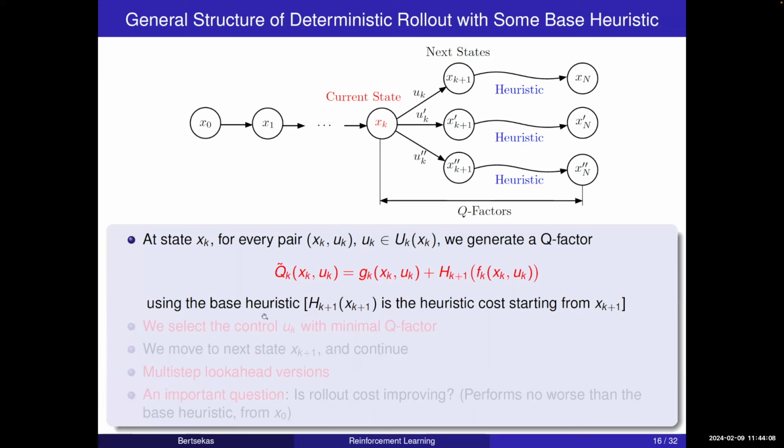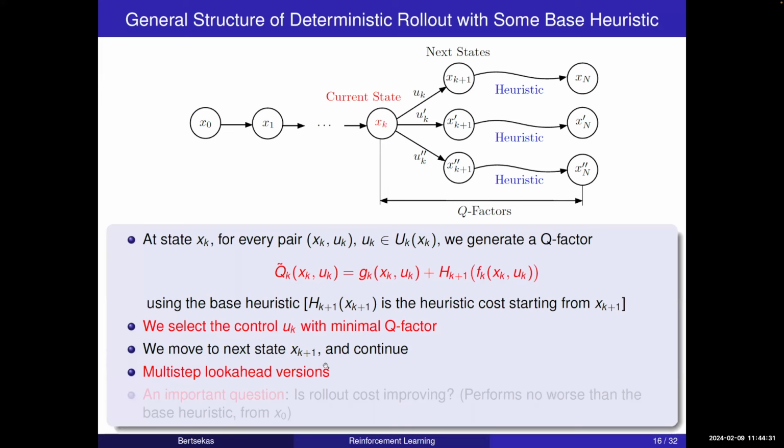Rollout is going to select the control uk with minimum q factor. Then we move to state xk plus one, which is determined by the minimum q factor, and we repeat this over and over again until the end of the horizon. There are multi-step look-ahead versions of this as well, as I mentioned a couple of times.